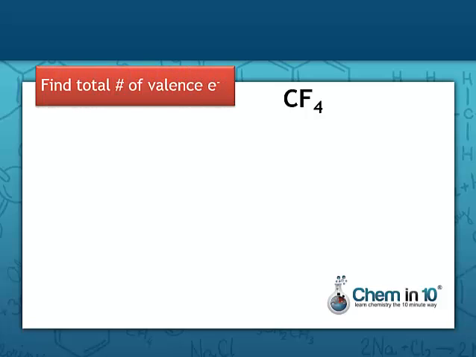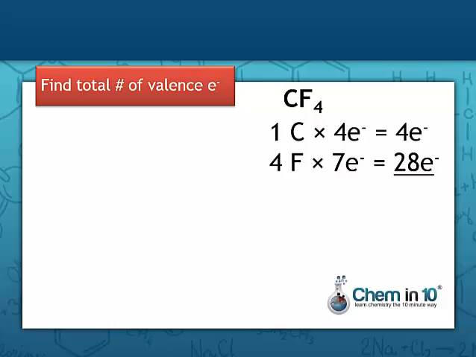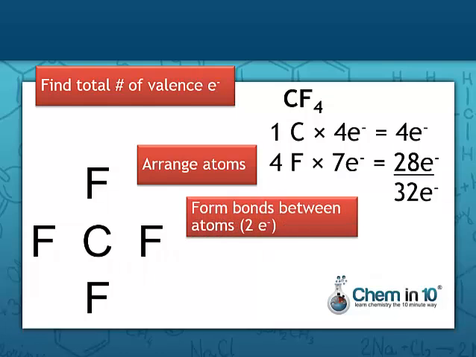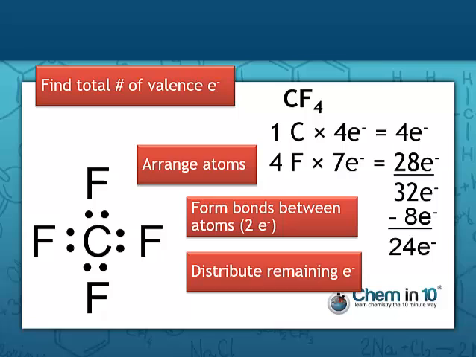So we have 1 carbon, which has 4 valence electrons, and 4 fluorines that have 7 valence electrons each, for a total of 28. Add that together and we have 32 electrons to deal with. We arrange the atoms so that the singular atom is in the middle, the carbon, and then we form the bonds. Each bond takes up 2 electrons. So we've just used 8 electrons to form the bonds, so we have 24 electrons left to go around to make sure everyone has a full octet.